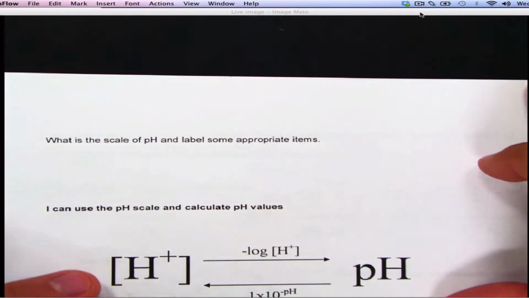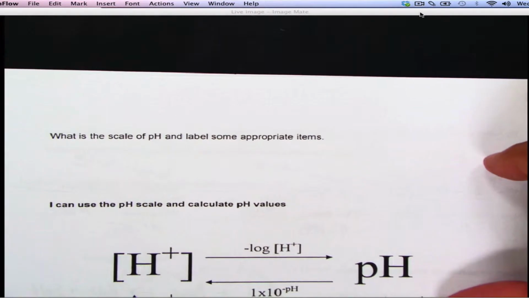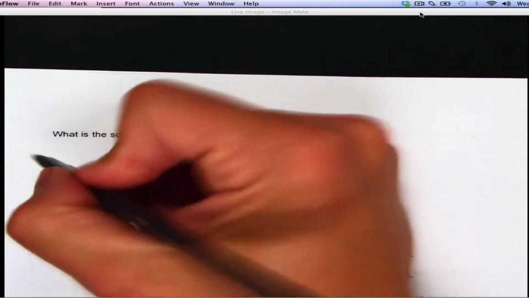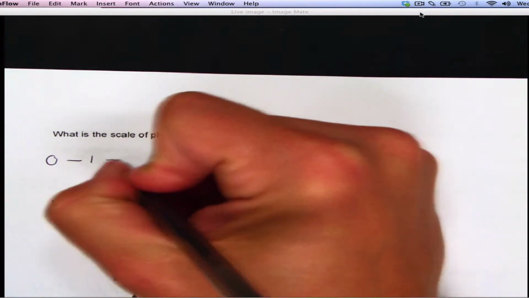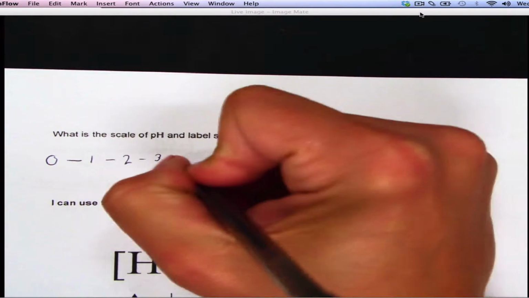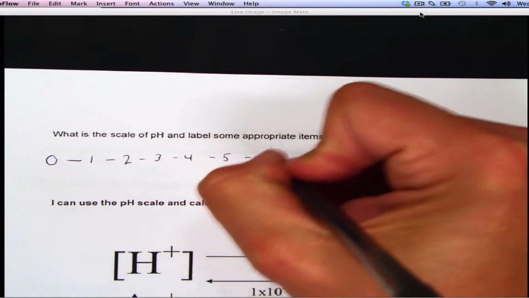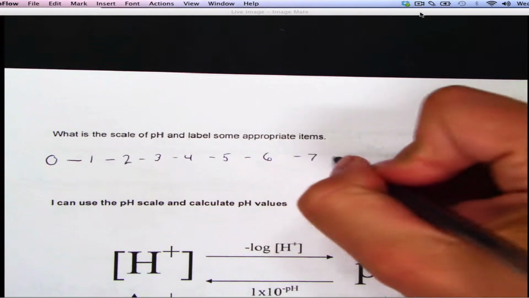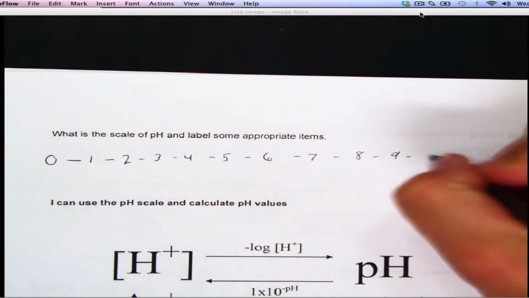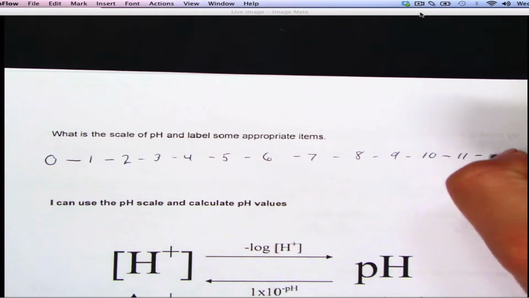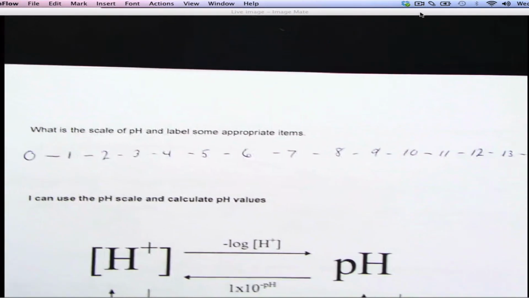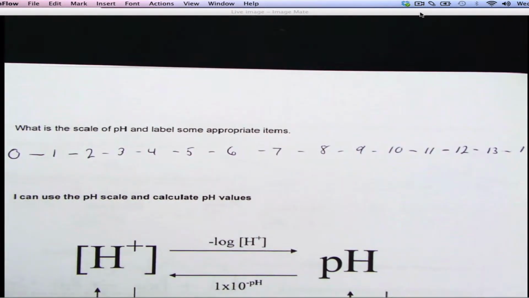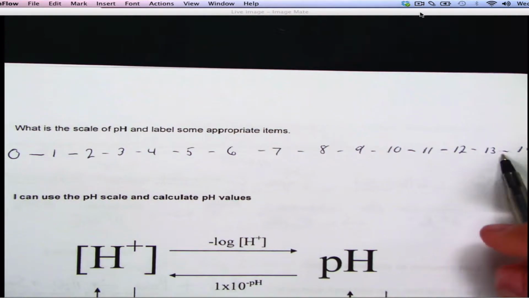And then the pH scale. So, what is the pH scale, and what do we got? Well, we know from 0 to, let's just write the whole thing out. 2, 3, 4, 5, 6, 7, 8, 9, 10, 11, 12, 13, 14. Let's start with 0.